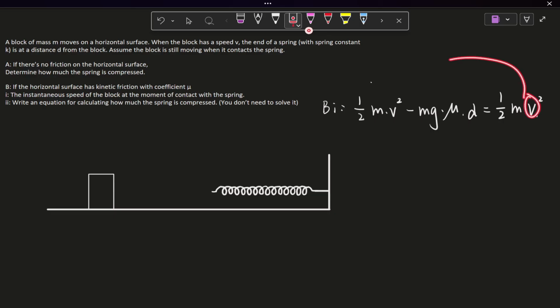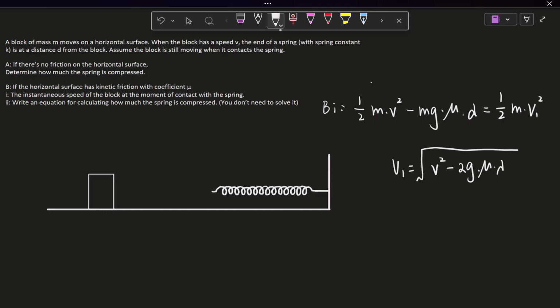This v1 is not the same v as the previous one, because that's the new speed after the block has traveled the distance d along the horizontal surface. So after simplifying it, we will get v1 is equal to the square root of v squared minus 2g times mu times d.